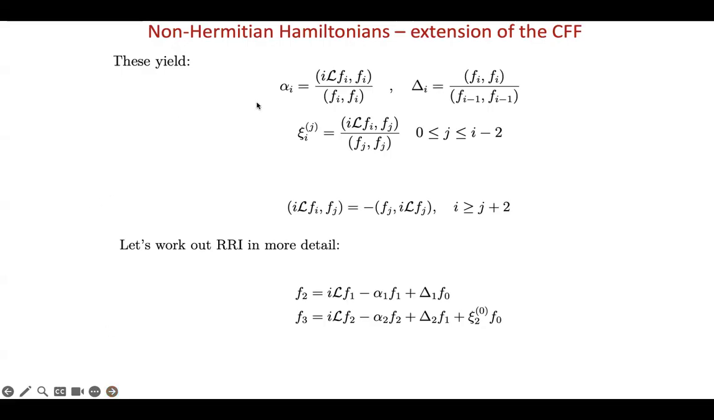so you can now generalize what alpha I would be. Alpha I will have this structure, I L Fi comma Fi over Fi comma Fi. And delta I will be Fi comma Fi over Fi minus 1 comma Fi minus 1. So you can see this involves Fi's in the numerator, this involves Fi's in the numerator, but the denominators look quite different. There's one scalar product below that one.